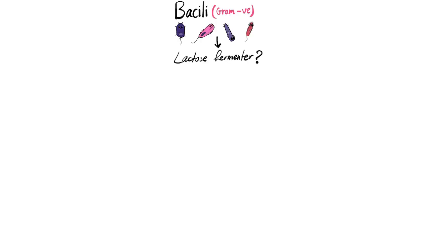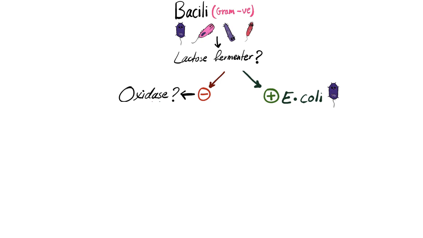Now, I think this is a very important slide for you to remember: bacilli or gram-negative bacteria are a very large group of bacteria. If we want to differentiate between them, we have to grow them on a lactose-containing medium like MacConkey. So if it's a lactose fermenter, then it's E. coli. If it's a non-lactose fermenter, then we have to perform the oxidase test.